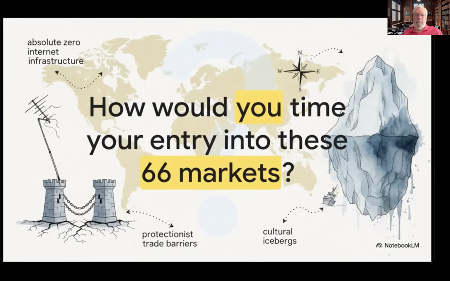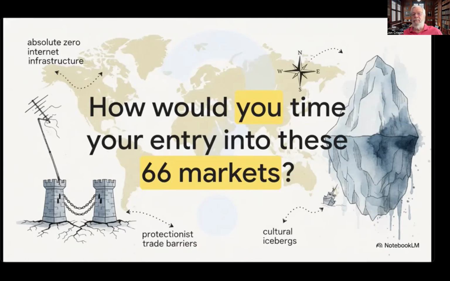Wow, okay, we have covered a massive amount of ground today. We've seen firsthand how international business is about so much more than just having a good product to sell. Facing environments with absolute zero internet infrastructure, navigating countries locked in a 20-year prisoner's dilemma of protectionist trade barriers, and desperately trying not to sink your company on deep, invisible cultural icebergs, it is a monumental task.